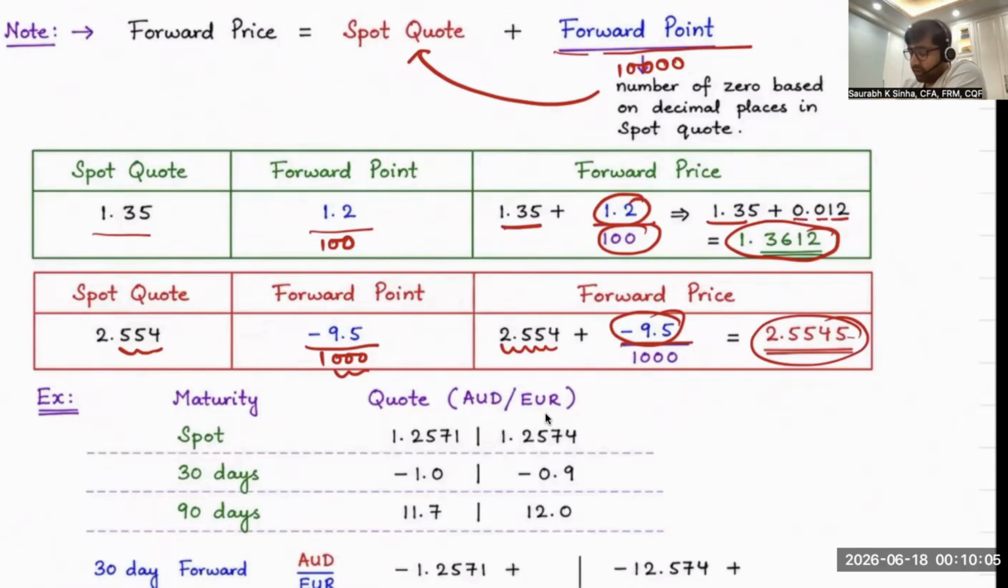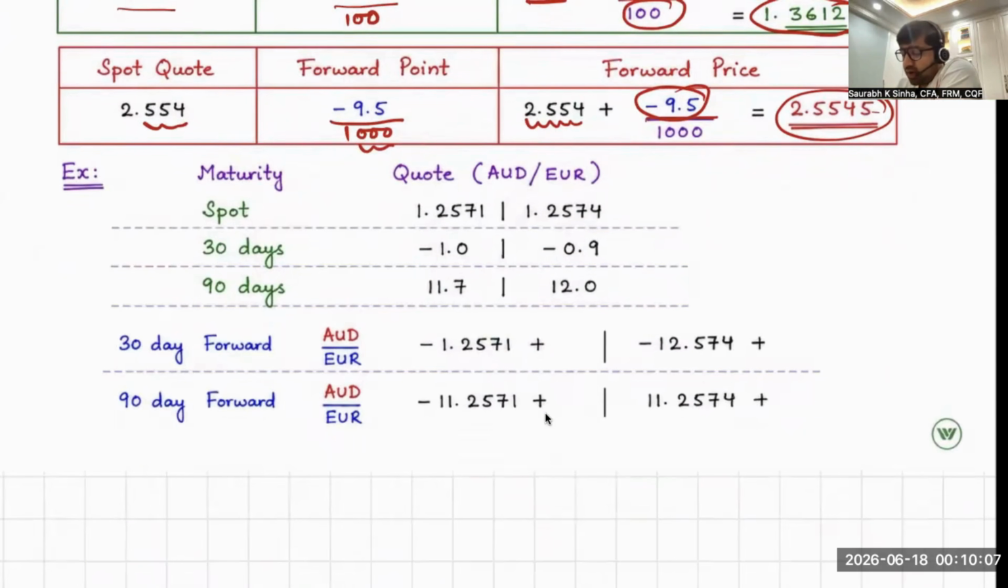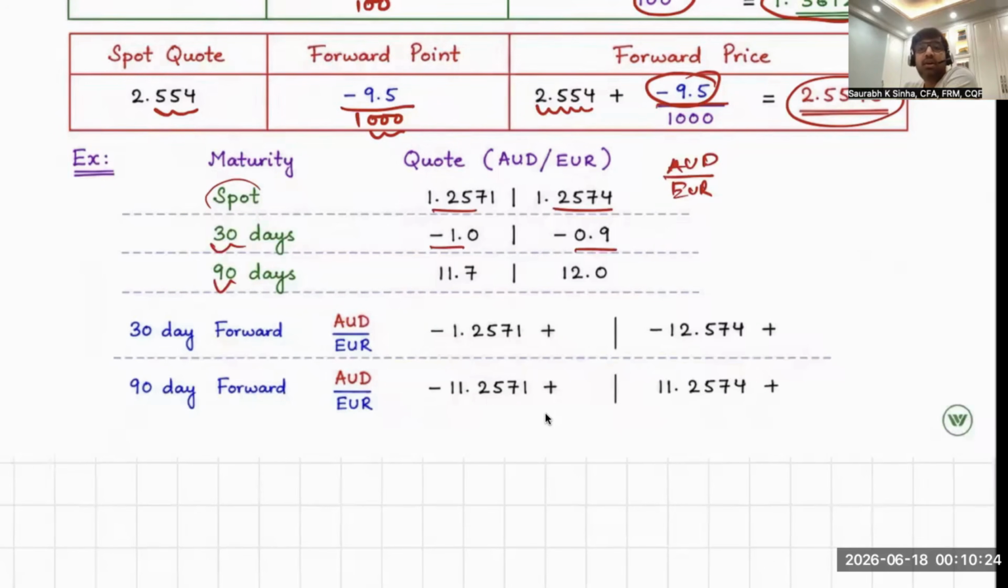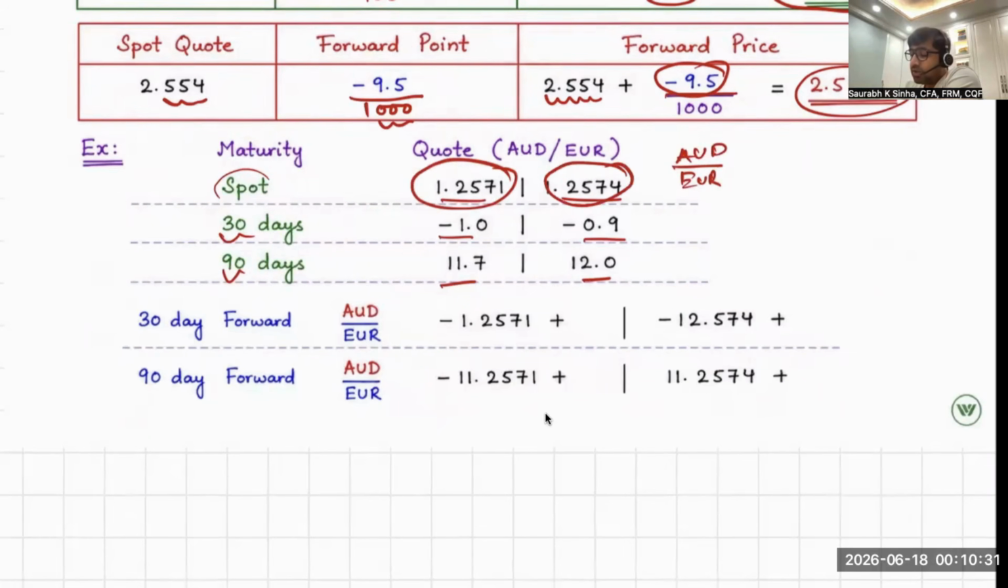Okay, let's do more examples. So you have the spot rate of AUD upon EUR. These are the spot rates, and you have to find out the forward rate for 30-day and 90-day. What are given are the forward points. Forward points for what? This is the bid rate, ask rate. So this is the bid forward point and this is the ask forward point. This is the bid forward point and this is the ask forward point.